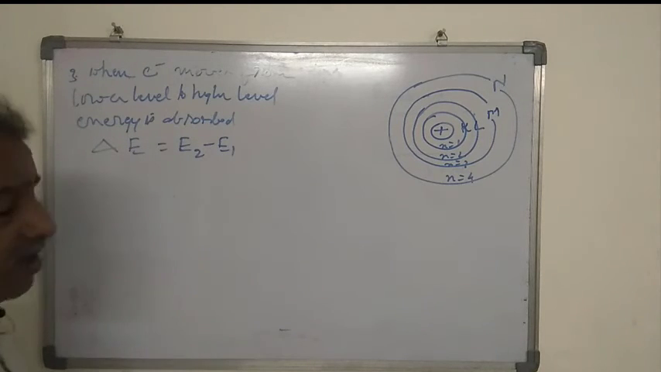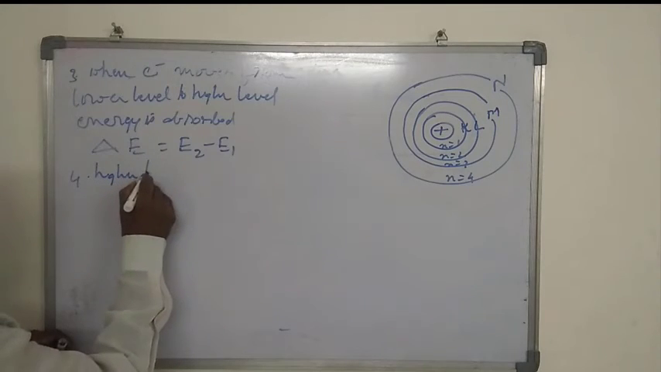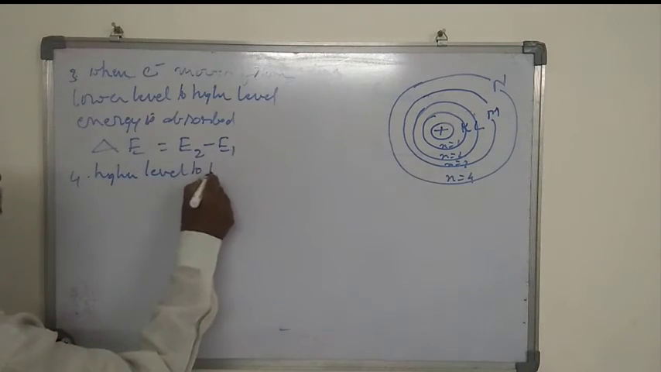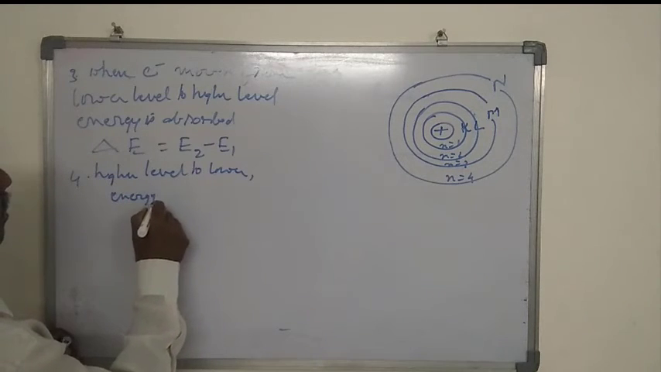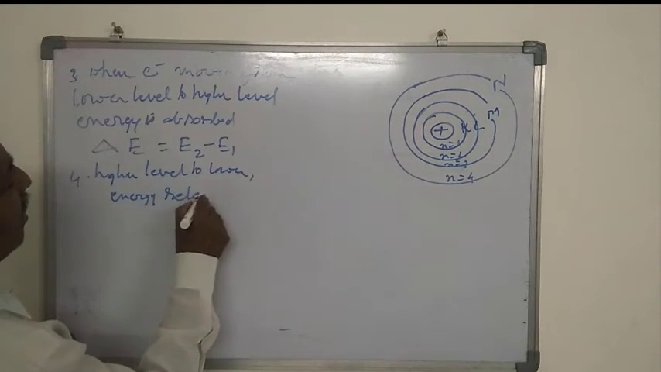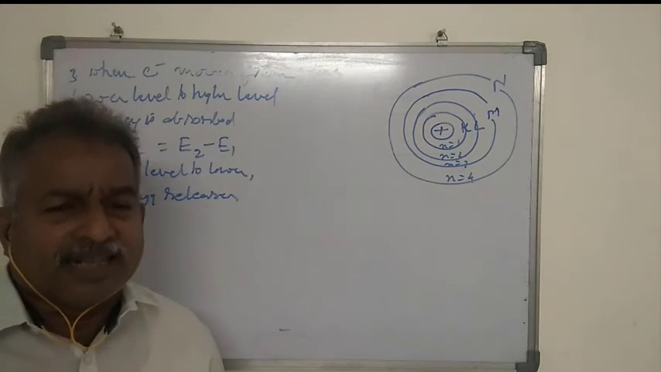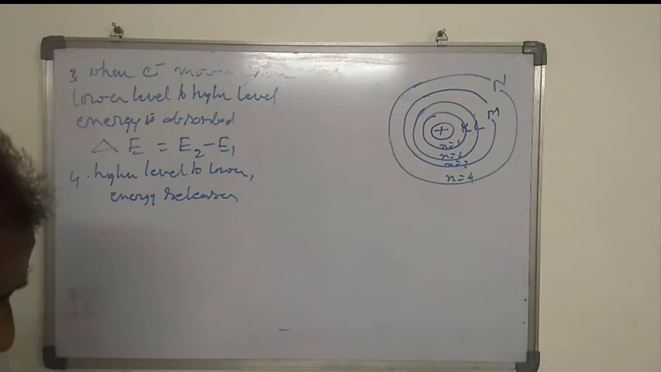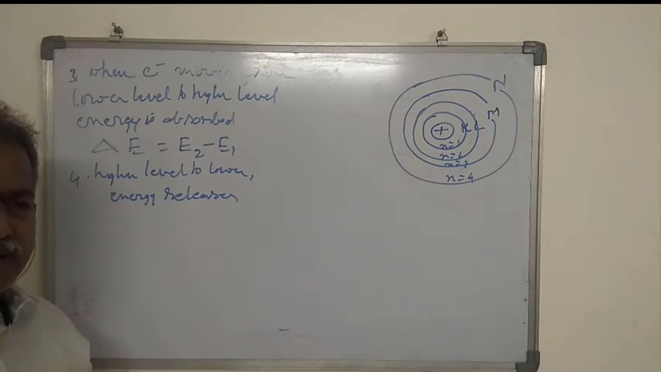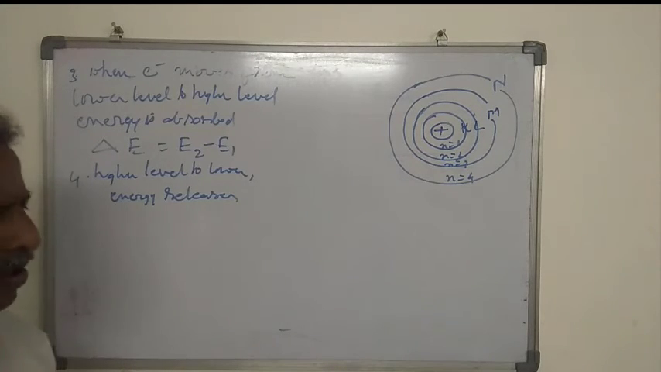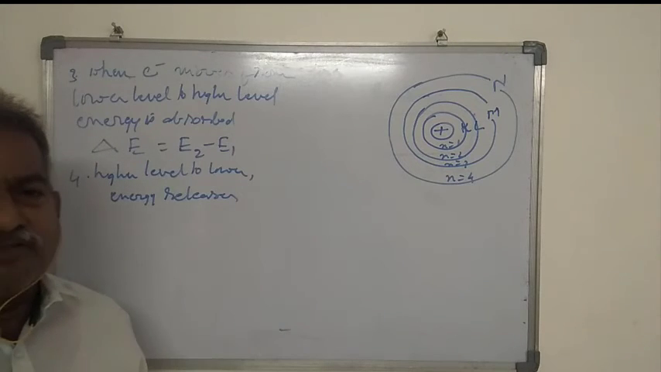Energy is absorbed. Similarly, when an electron jumps from higher level to lower level, then energy is released. So in this way, as electrons revolve in certain definite circular orbits, they do not fall into the nucleus, which is to be expected in Rutherford's model.